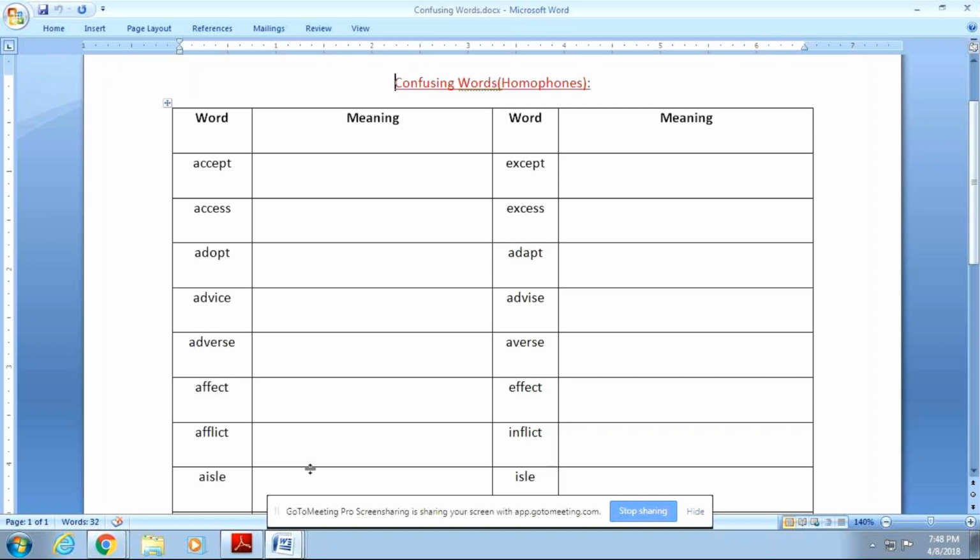And the next word is access and excess. What is access? It has a couple of meanings. One is opportunity, and next is entrance. Access can be entrance or access can be opportunity. And excess means superfluous, more than required. Right? Yes.